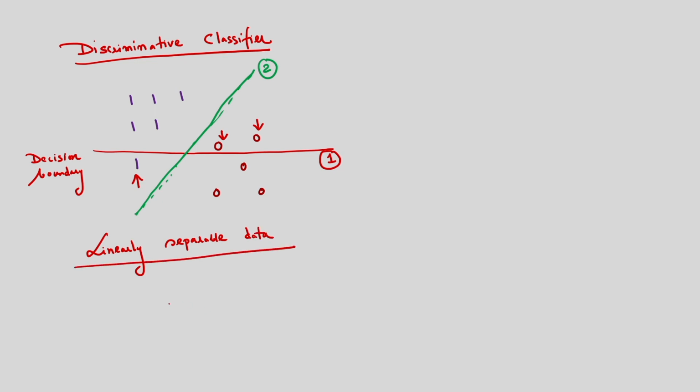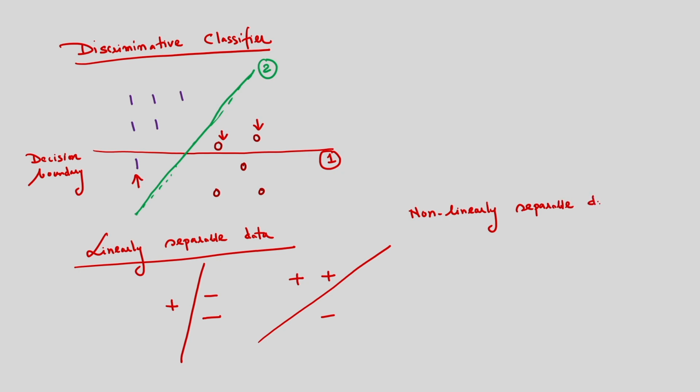So suppose if I consider some samples like this, you can see this is a linearly separable case, and similarly if I consider these are the samples for a particular class, and if I draw the decision boundary, so this is one example of the linearly separable data. And what about the non-linearly separable data?